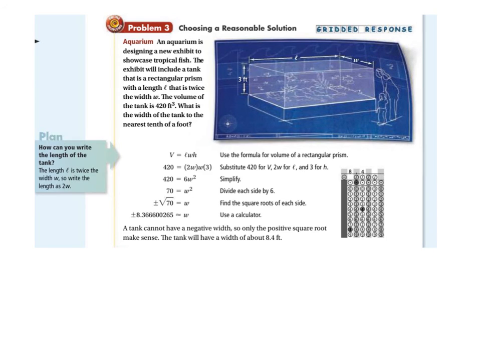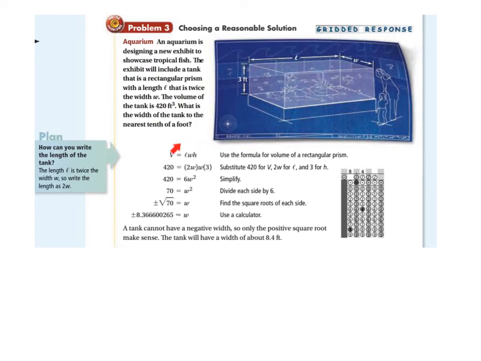Okay, so on this one, again, story problem fun here, right? An aquarium is designing a new exhibit to showcase tropical fish. The exhibit will include a tank that is a rectangular prism, so nice pretty picture there, with the length twice the width. The volume of the tank is 420 feet cubed. What is the width of the tank to the nearest tenth of a foot? So by the way, we do know from the picture here that it is going to be 3 feet high. It's the length and width that we are currently going to be most concerned about.